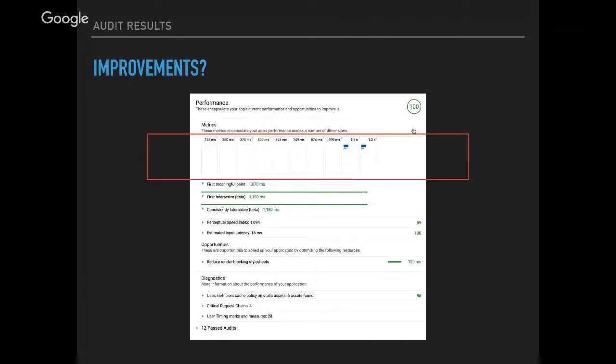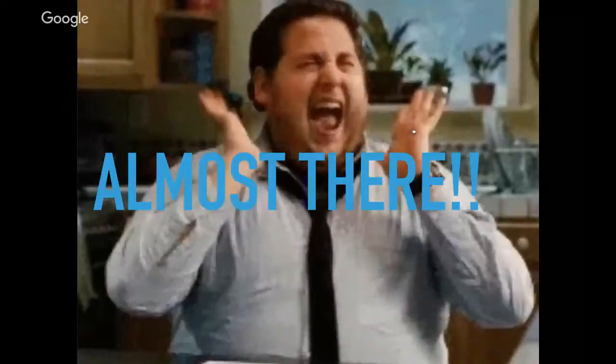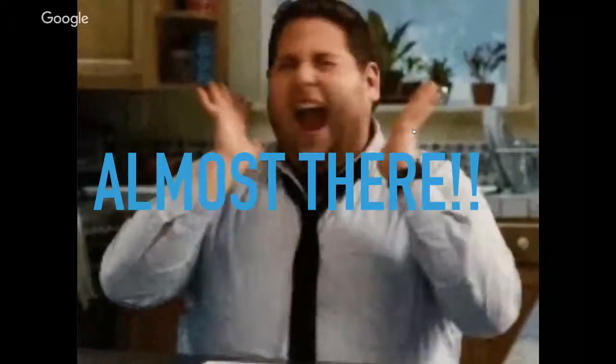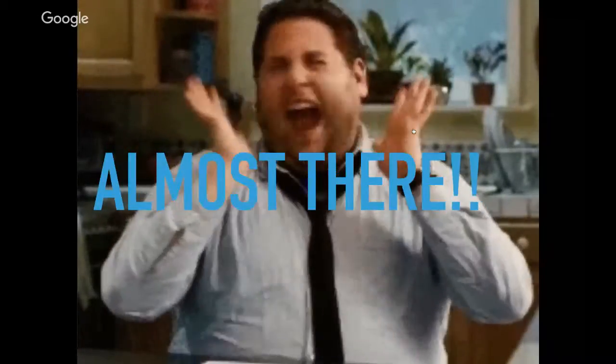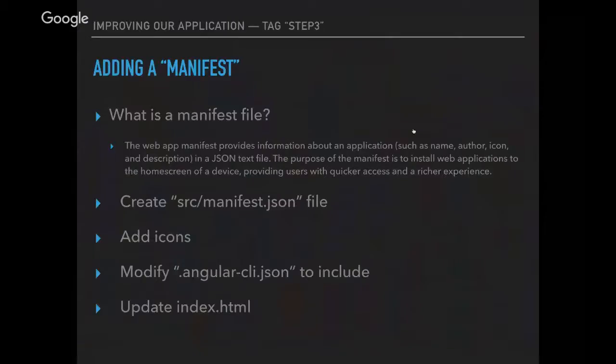So what we're going to focus on now is adding a manifest. Basically, we'll set a whole bunch of properties for how our application works: icons, splash screens, colors, etc., so that we can be properly indexed by search engines and everything loads properly. So we're almost there. We have a few more things to do, and then hopefully we'll score 100 in all of the categories. So now we're going to update our application again. During this update, we're going to add a manifest.json.